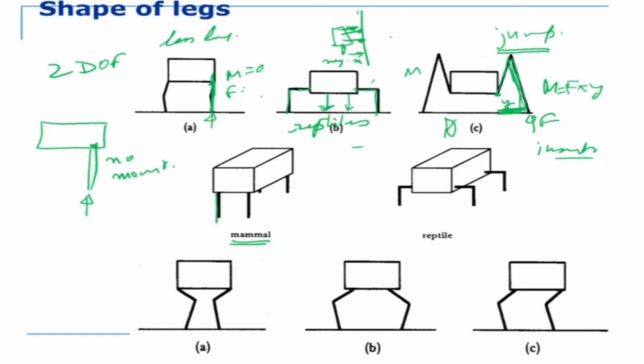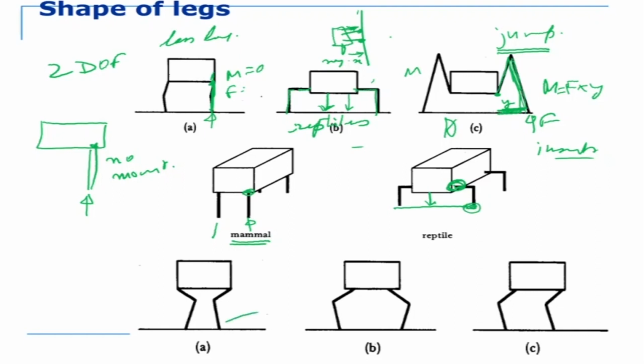The force goes straight through here and it goes through here, which means that this is the force here and the force here, and there is no moment at this point. Okay, so there is no moment being supported here, hence the energy requirement is less. In a reptile there is an energy requirement there, but the body can come close to the ground, so the torque requirement here is less.